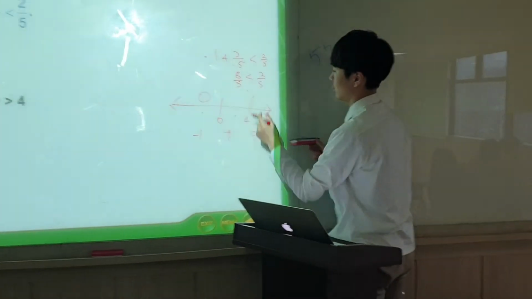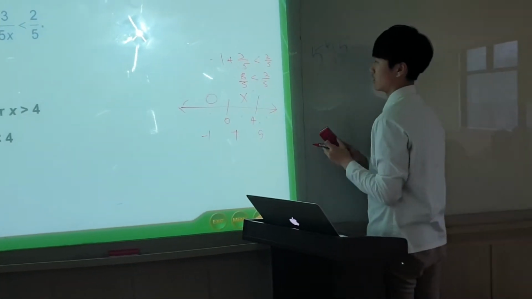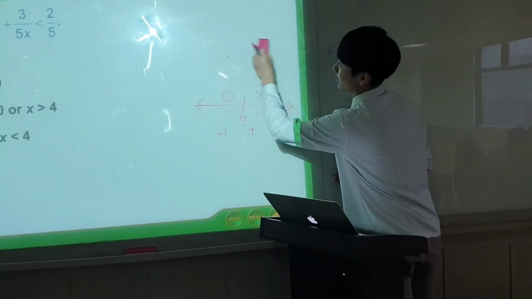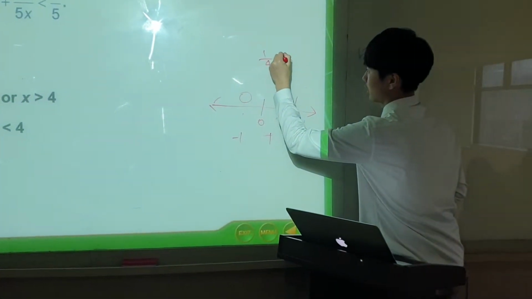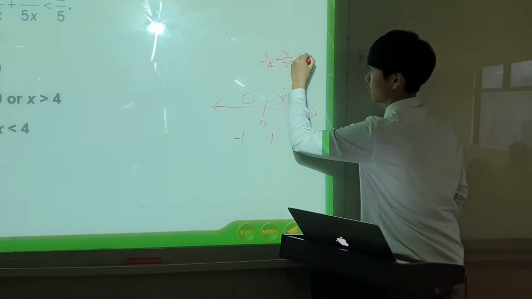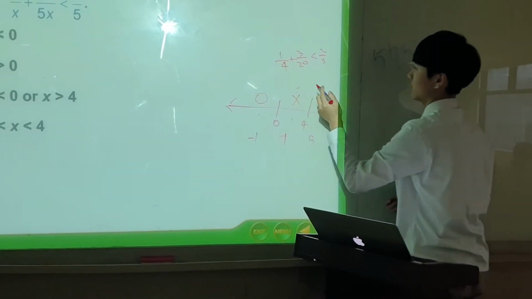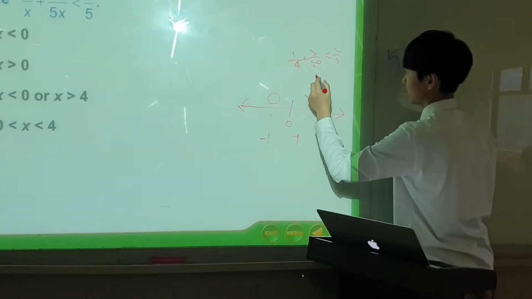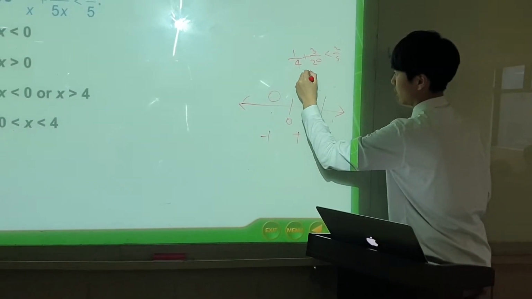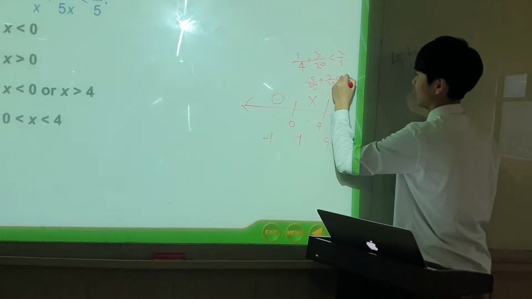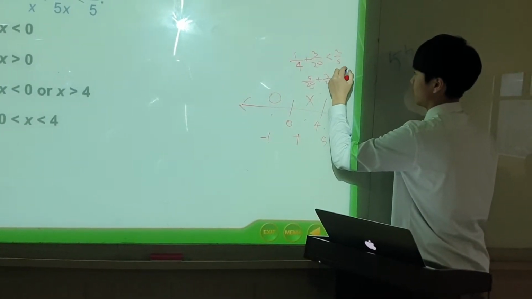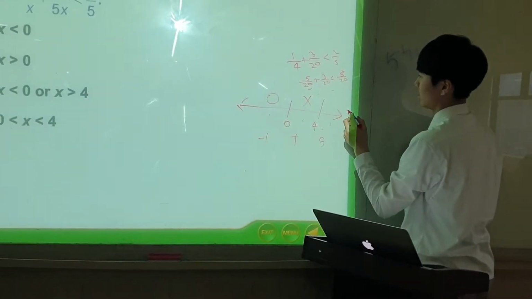So it's 4s, and then if we put 4, then it will be, and then let's make this one 20, so it'll be 25 over 20 plus 20, this one, and then 8. So wait.